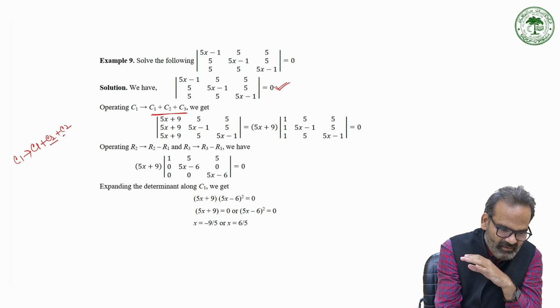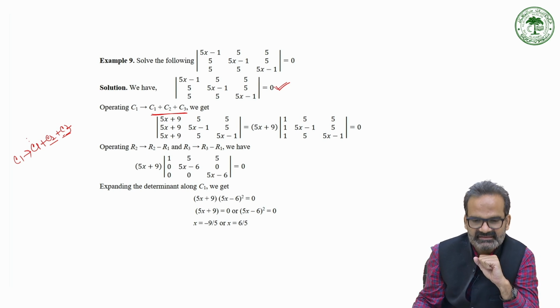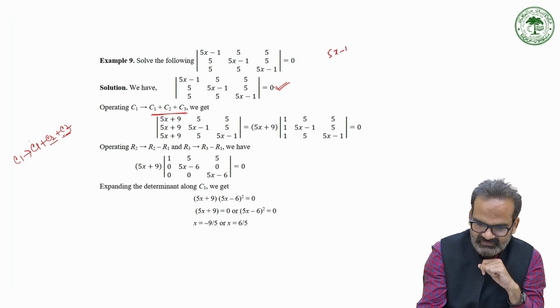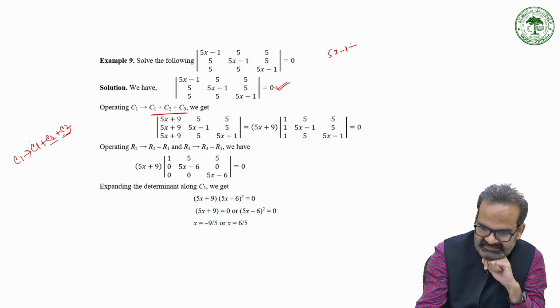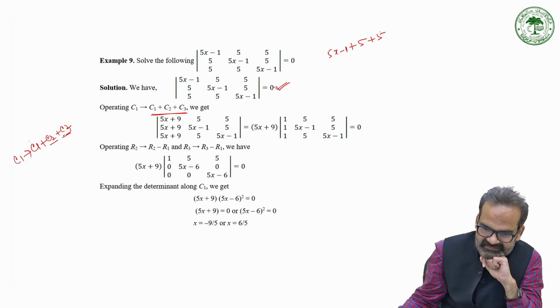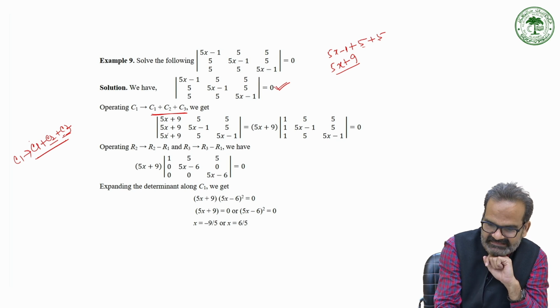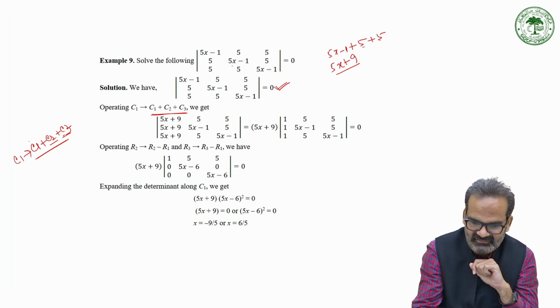Column 2 and column 3 are added to column 1, and then see what happens. Let us take the first element of the first column, 5x minus 1. The second is 5 plus 5. So what we will get here? 5x, 5 plus 5 is 10, minus 1, that is 9. Sorry, plus 9. 5x plus 9. So after using this operation, you will get 5x plus 9.